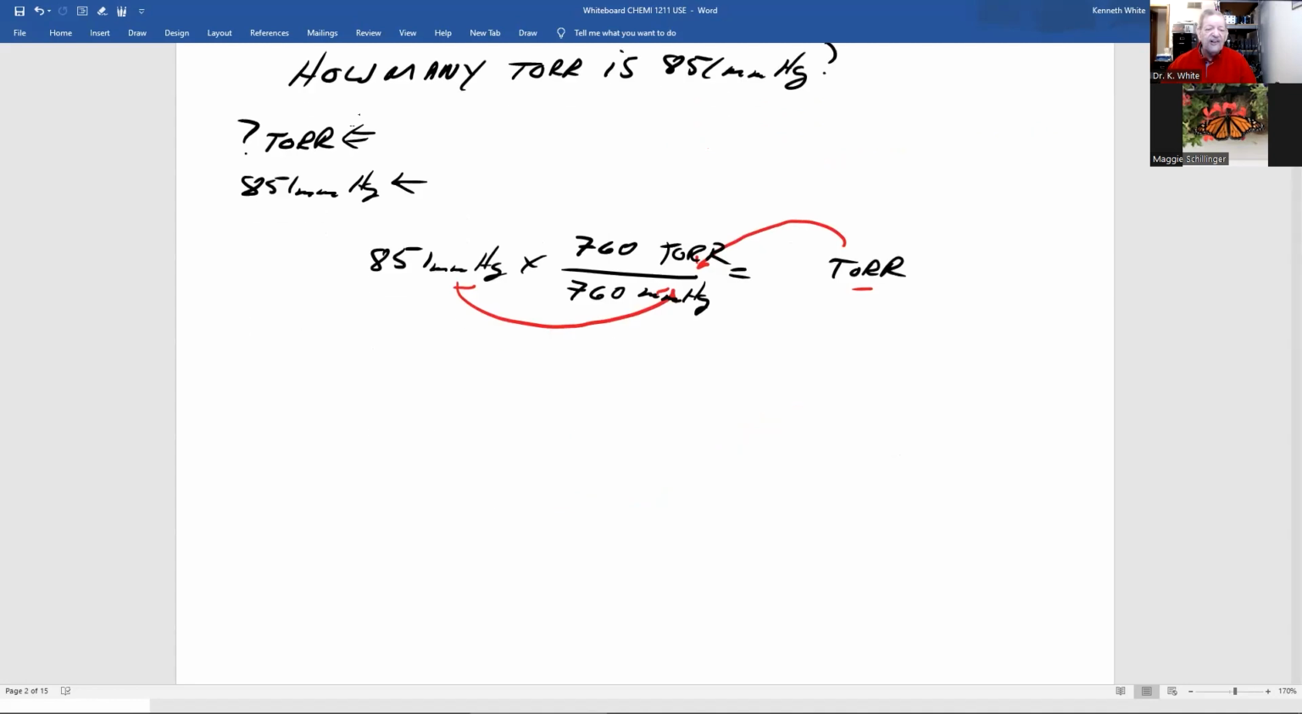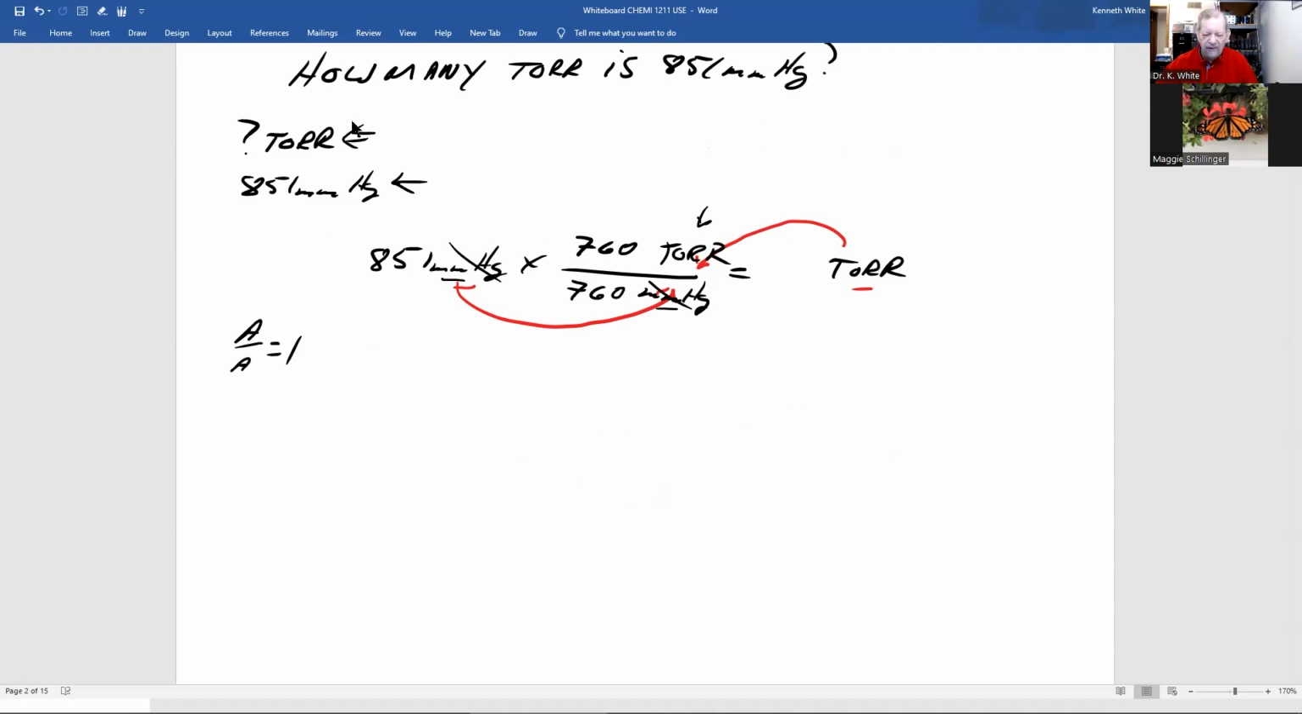And before I pick up my calculator for this one, you really don't need a calculator, but if you did, check your units. Notice you have millimeters of mercury divided by millimeters of mercury. Anything divided by itself equals the number 1. This cancels out. I'm left with torr.